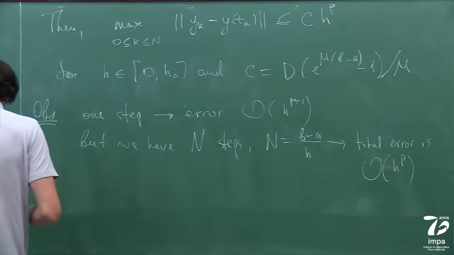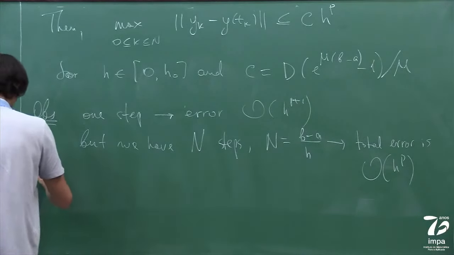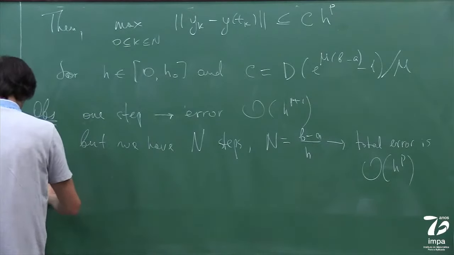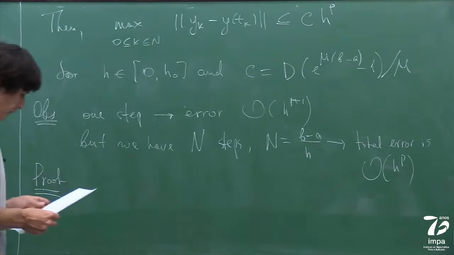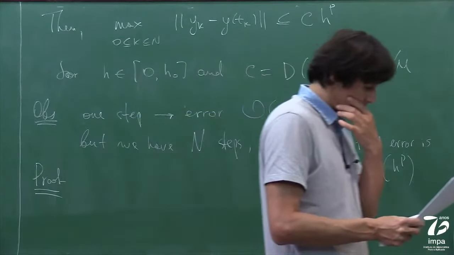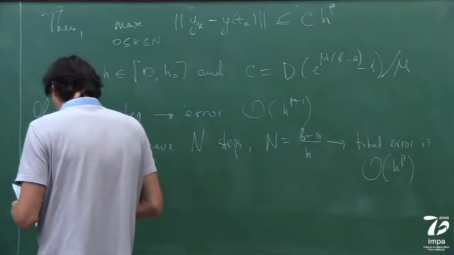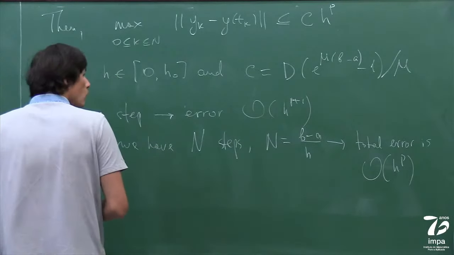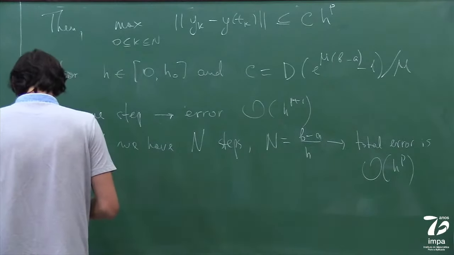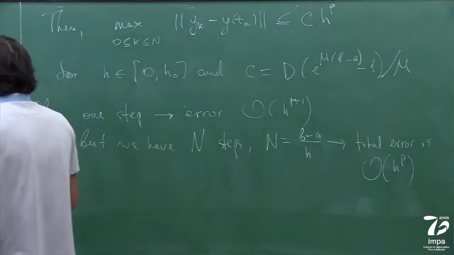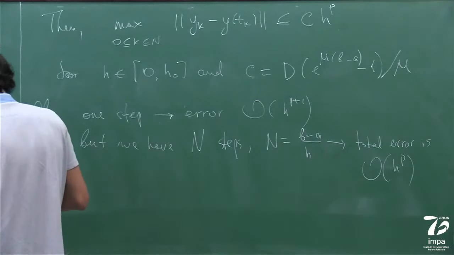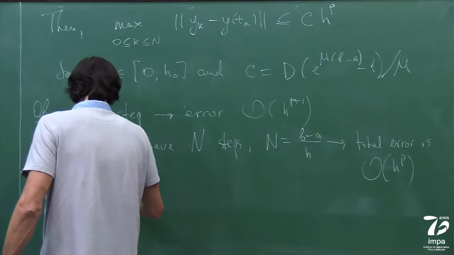So the proof is rather elementary. Let's do it once for this case, so we don't do it for other theorems. Okay, so first let's write two relations. One relation is the method.